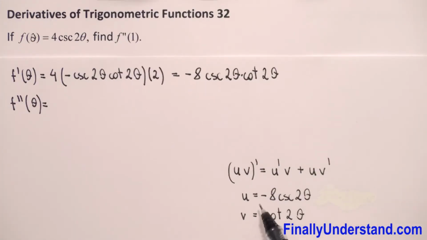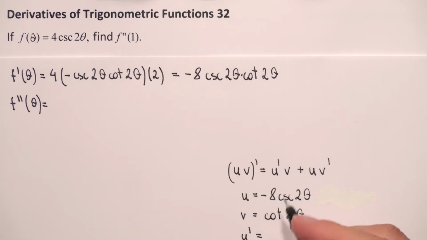Now we have to find the derivative of our u function. So u prime is equal, we have a constant first, so we copy this constant, negative 8, and we have a composite function. It means first we have to find the derivative of cosecant and next the derivative of 2 theta. So the derivative of cosecant is negative cosecant, we copy 2 theta times cotangent 2 theta and times the derivative of 2 theta, which is just 2. So this is equal, negative times negative will be positive, and 8 times 2 is 16 cosecant 2 theta times cotangent 2 theta.